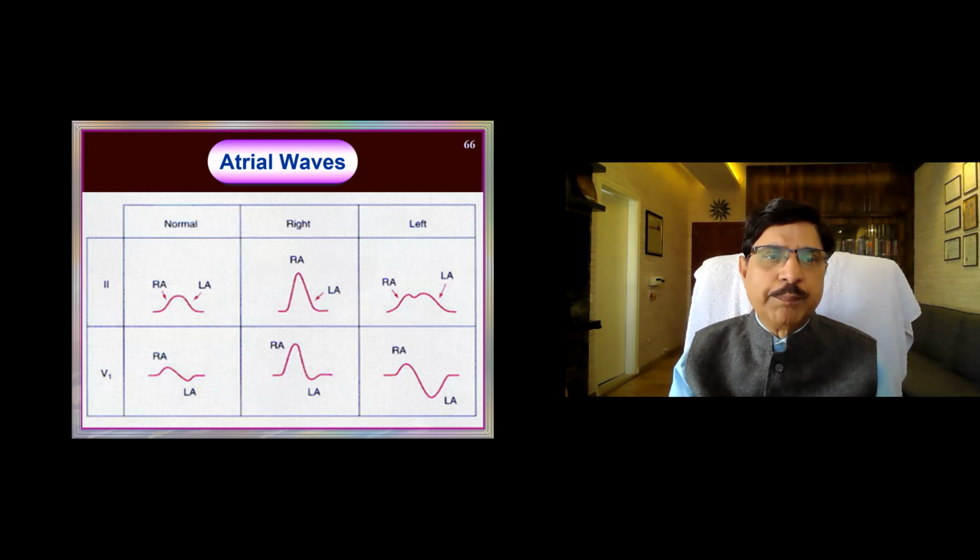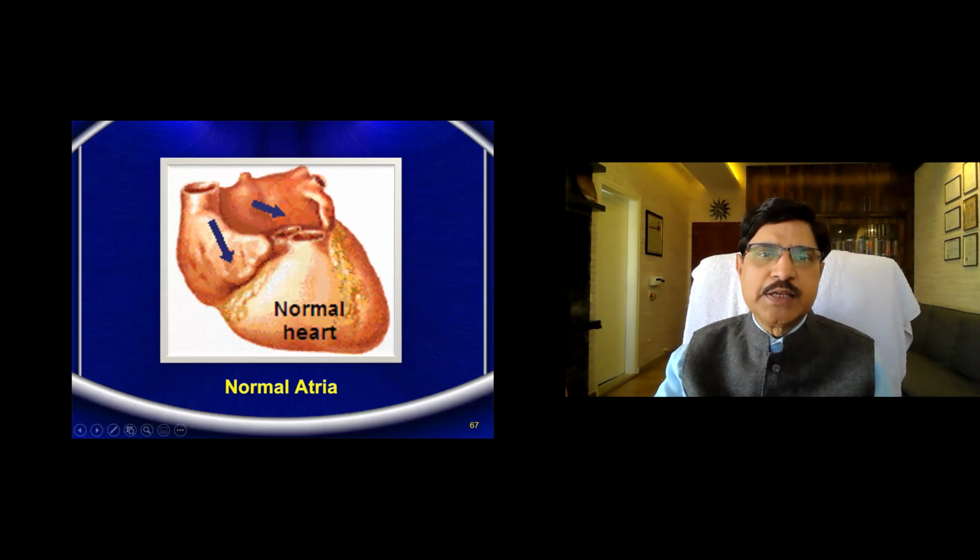So the V1 part is again: the first component, the right atrial component, is normal, but the left atrial component is very deep, the duration is wide, and the downward amplitude may also be more than 3 millimeters. This is the basic understanding. Let us go into details of that. Let us see some ECGs.